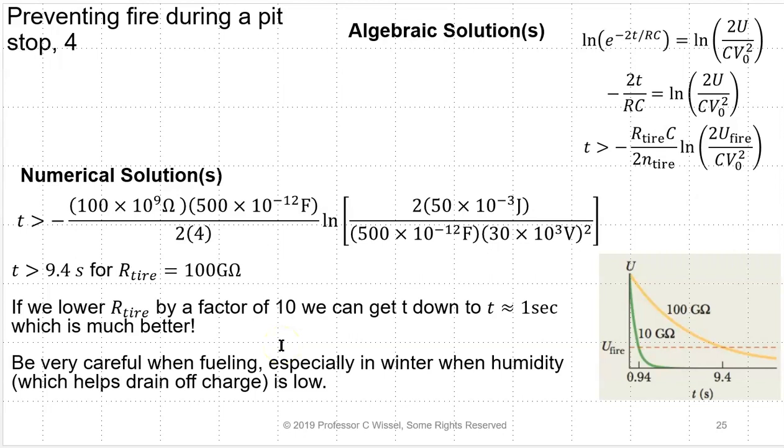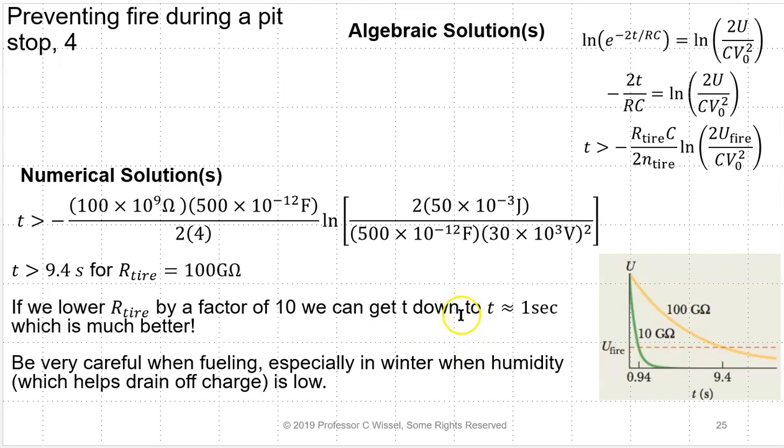Now this is unacceptable. No pit crew is going to wait 10 seconds to start refueling the car. So what we want to do is lower the resistance of the tires by a factor of 10. If we do that, we get the time T down to less than about a second, which is much better.